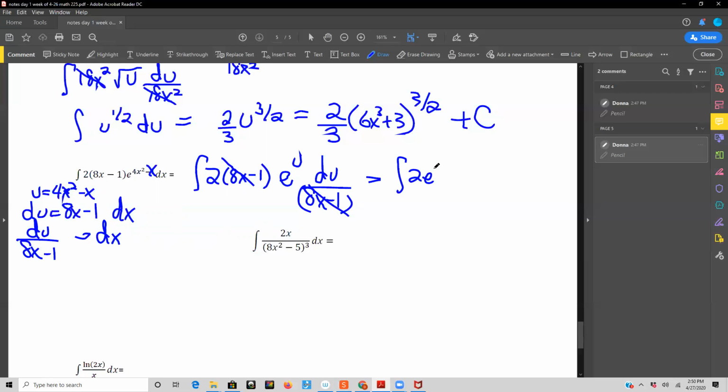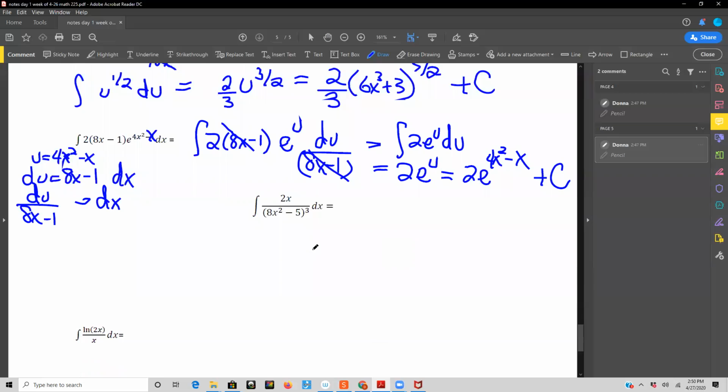That equals the integral of 2e to the u du. Well, the integral of e to the u is e to the u, so it's 2e to the u, but u is not u, it is 4x squared minus x. And we put a plus c on the end. Okay.